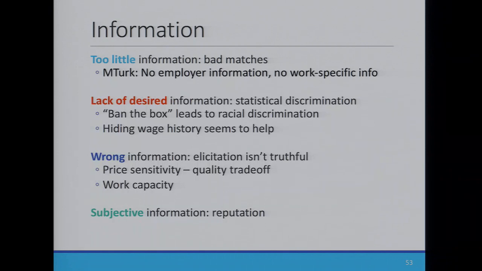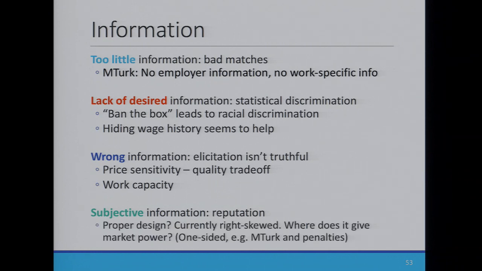And also there's subjective information. So as I've mentioned, this is more of an experience good, and so reputation is what's used. And so what's the right design here? So currently reputations for jobs are very right skewed. So even though Yelp ratings are a little bit more accurate, when you have like Uber ratings or feedback on an individual's work, they tend to be 4 or 5 stars. People don't feel like they can give lower stars when it's an individual and it's their livelihood. And also, where does it give market power?